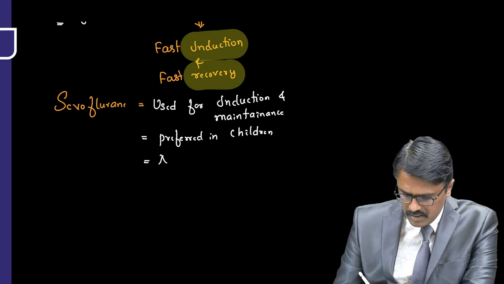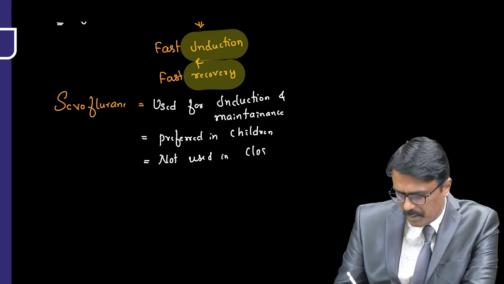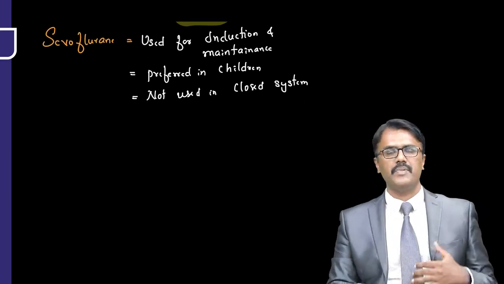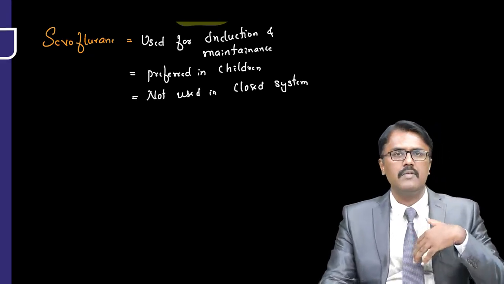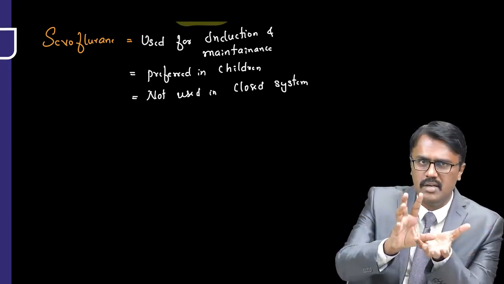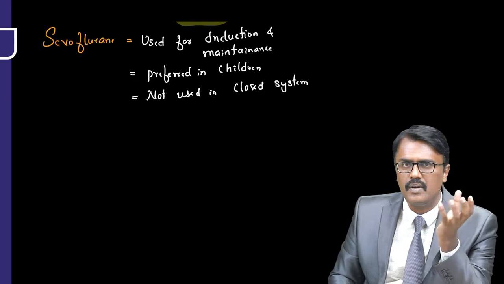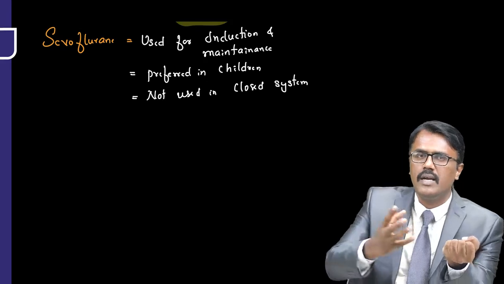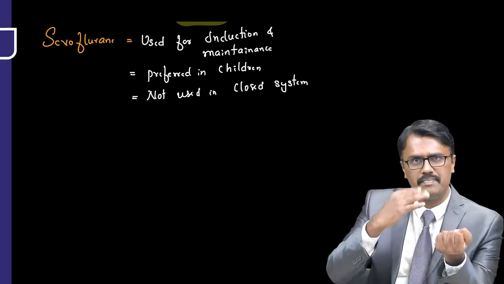Now one important thing is it is not used in a closed system. Now what do you understand by closed system? The meaning is simple. I told you earlier, we inhale the anesthetic, we exhale the same anesthetic drug. They don't undergo any metabolism, they come out as such. When you exhale them, carbon dioxide will also come. To absorb that we have soda lime. So again we inhale back the anesthetic again. So that is the closed system.